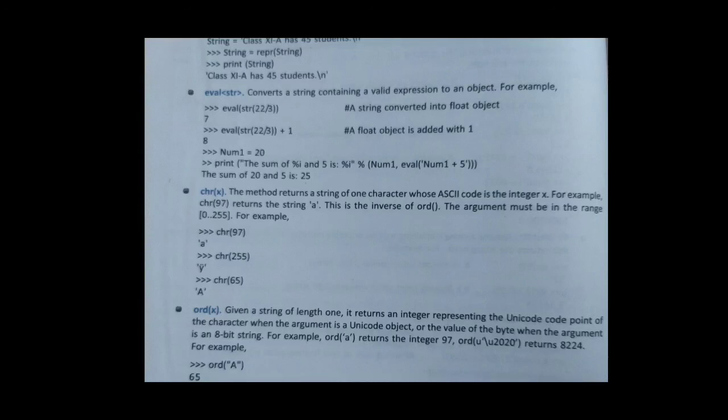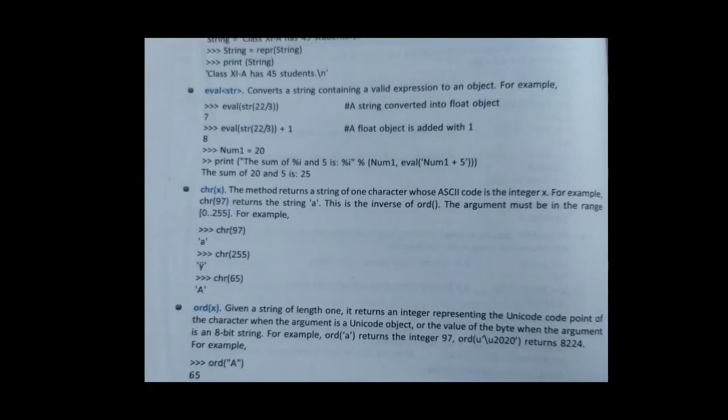Then you can see the next example here. When you write chr in bracket 97, you have provided an ASCII value. So it will evaluate which character contains the value 97, and that character is small a. The next one, chr 255, it will show ÿ. The next one, chr 65, it will show capital A. Means in case of ASCII, capital and small letters have different values for printing.